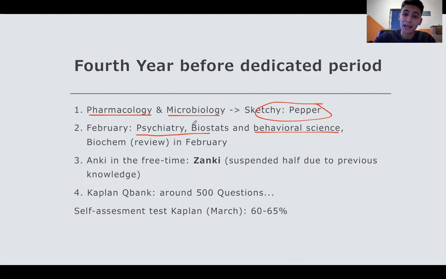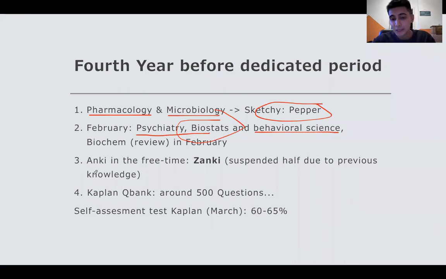And so what I ended up doing in February, when I had free time, I studied psychiatry from Boards and Beyond. Didn't take much time, maybe 2-3 days. It was very high yield. I did biostatistics, and I believe I also started to review biochemistry, because I knew biochemistry is my weakest subject, because it's very memorization heavy, and I didn't want to go into my dedicated period and have to review biochemistry. So I did that in February.